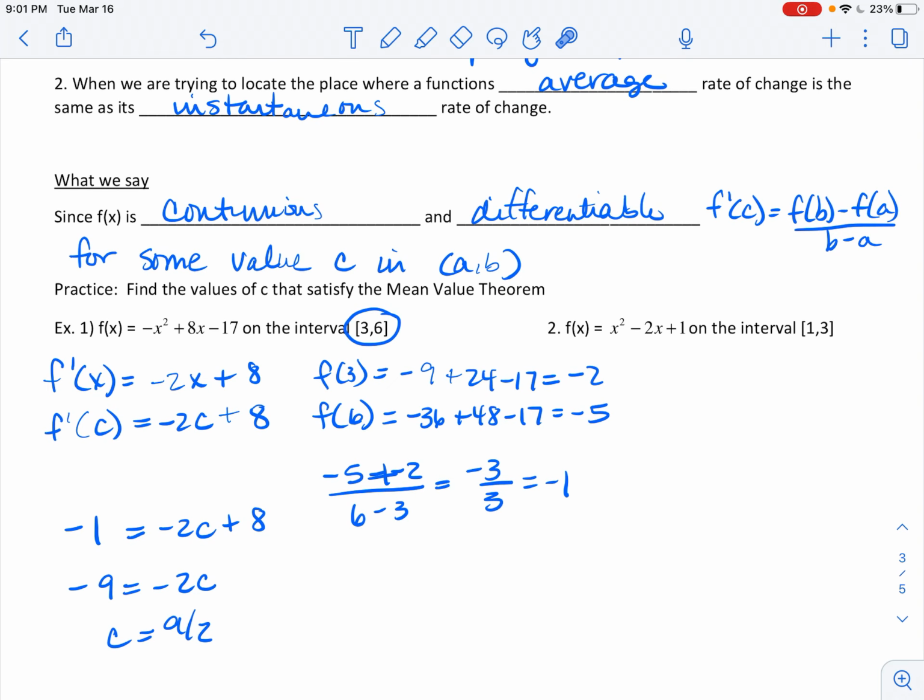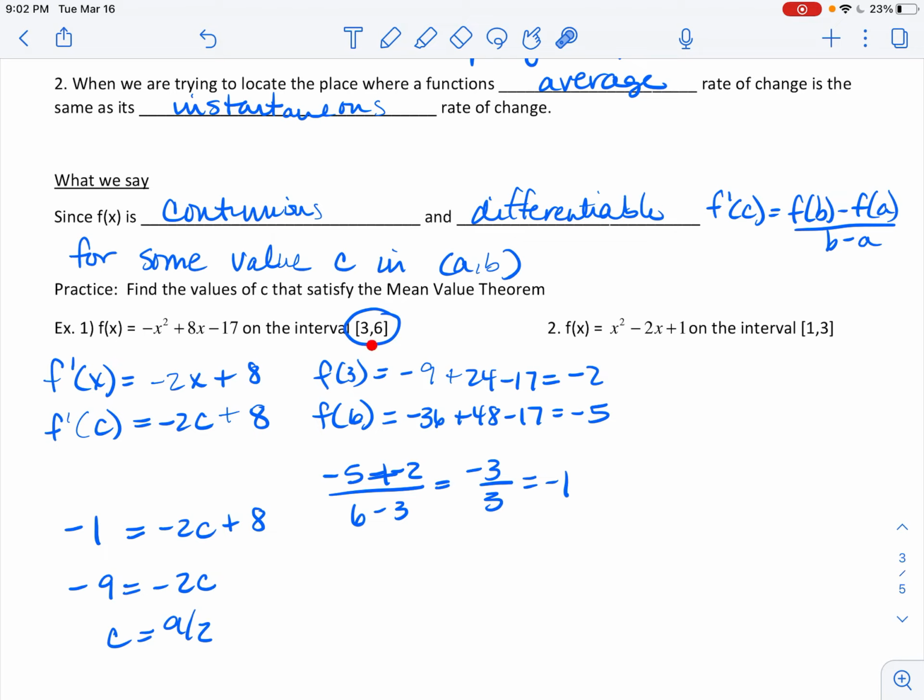And I'm just going to work through one of these examples. So here's our function, and we have this quadratic and the interval from 3 to 6. So we need to find the instantaneous rate of change and the derivative of this quadratic. Well, if we use the power rule, that'll give us -2x plus 8. Evaluate that at c, and we have f prime of c is equal to -2c plus 8.